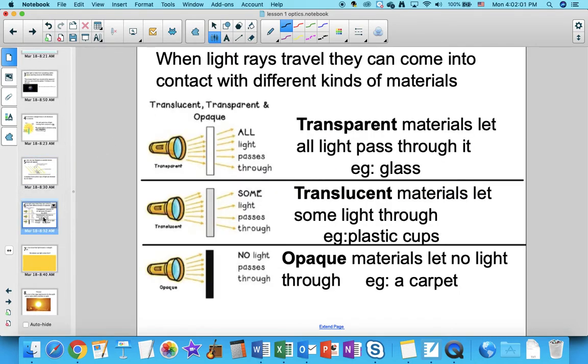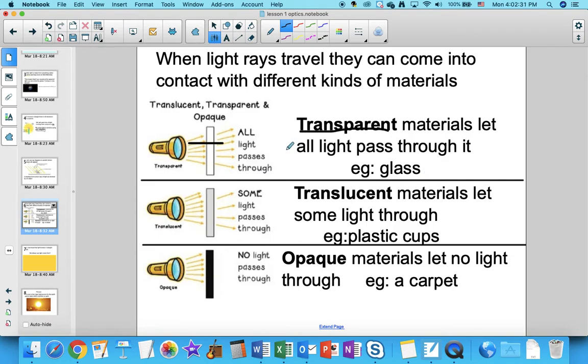When light rays travel, they can come into contact with different kinds of materials. If light travels straight through, we say the material is transparent. Transparent materials let all light through, or at least most of the light. An example would be glass. Typically, you can see through glass. It lets most of the light through, so we say the glass is transparent.